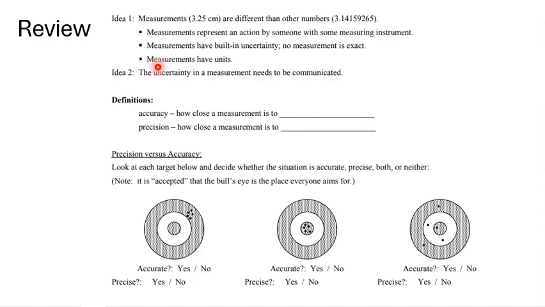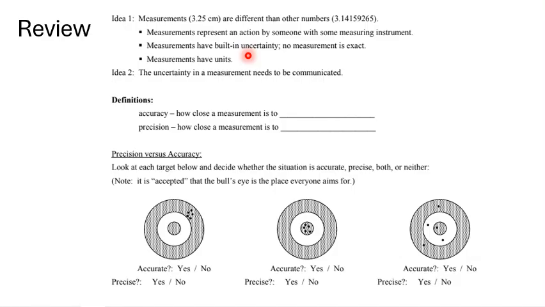As we look at idea number one up here, it says measurements like 3.25 centimeters are different than other numbers. We got pi there from your math class. The big thing is when we have a measurement such as 3.25, we're getting that from some sort of instrument, some sort of ruler or graduated cylinder. So automatically we have built-in uncertainty. No measurement is ever exact.